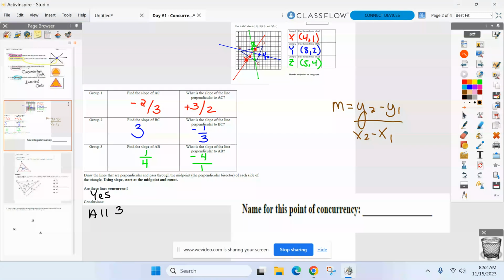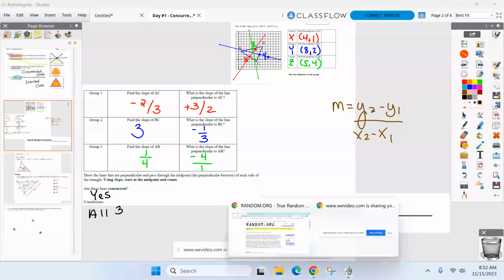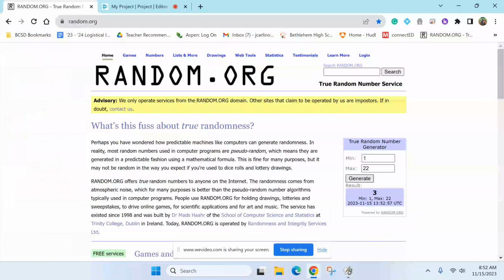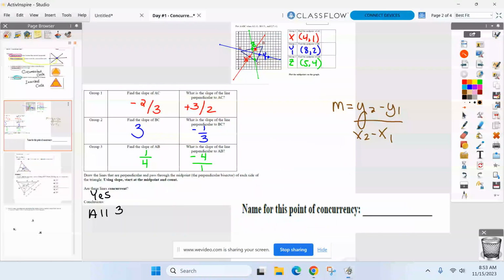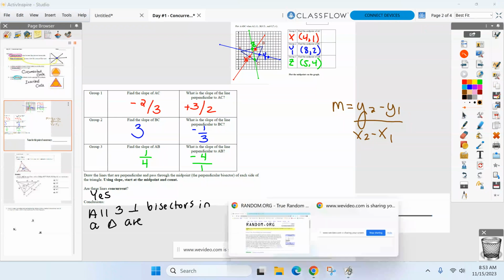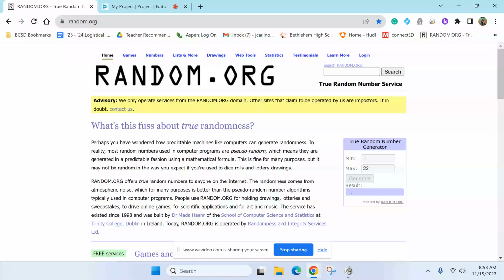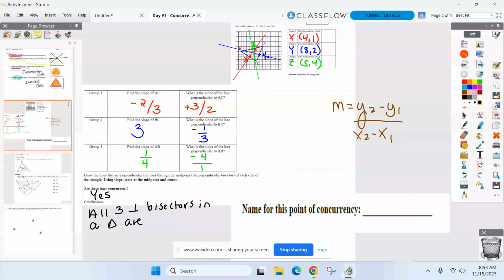What did we just graph here? What are all three of these lines called? Again, one more time. What are all three called? Stellan? There you go. All three perpendicular bisectors in a triangle are, and what's the term we're using for this now, where they all intersect at the same point? All three perpendicular bisectors are, Brendan? Concurrent. There you go.